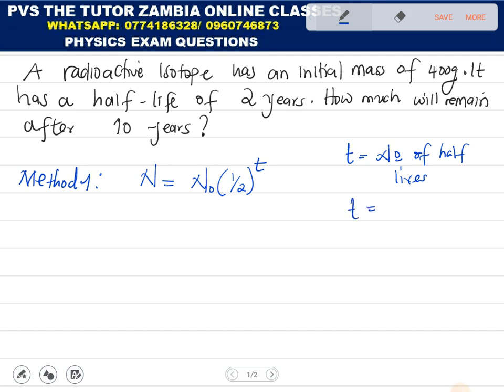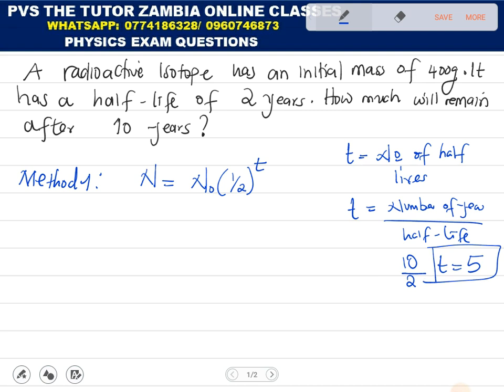t is equal to the total number of years given in the question over the half-life. The total number of years given is 10. So I'm going to say 10 over 2, which is the half-life, and the number of half-lives is 5. So there will be 5 half-lives during the whole process.